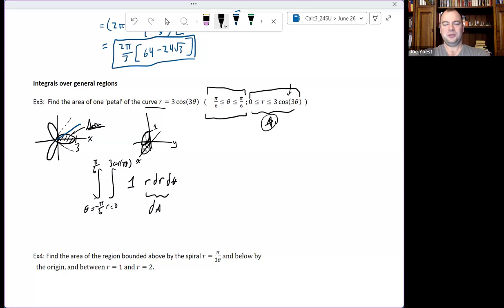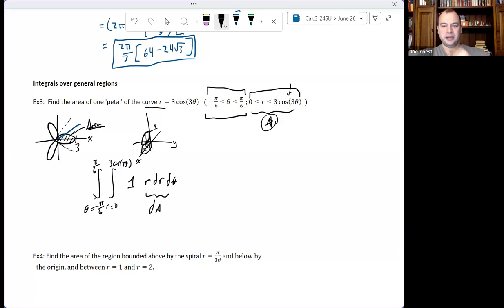Once you do several of these, it almost is hard to say dr d theta without saying r dr d theta. The r dr d theta just kind of gets etched in your brain after a while. But it is something you have to consciously remember for the first 10 or 15 or so of these problems you do.